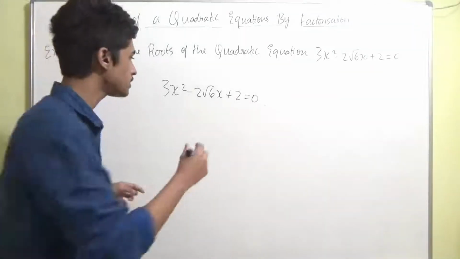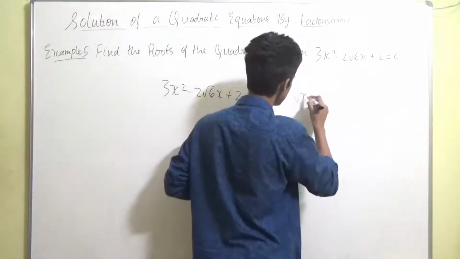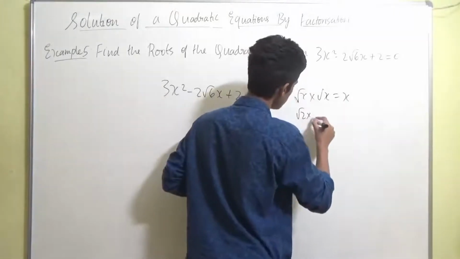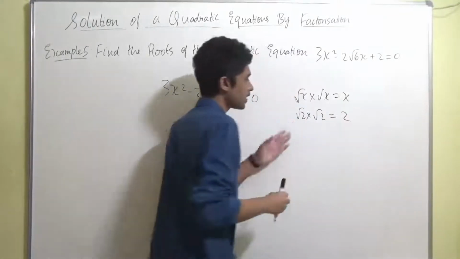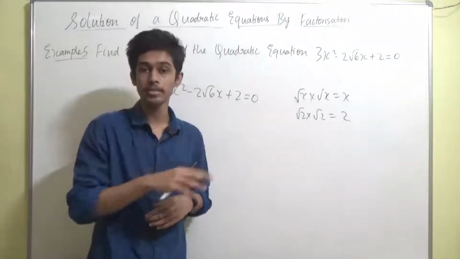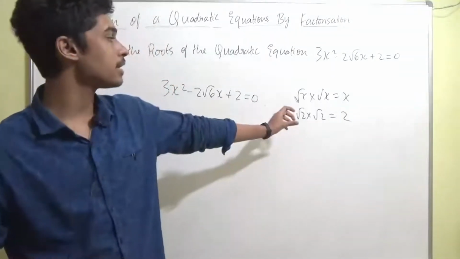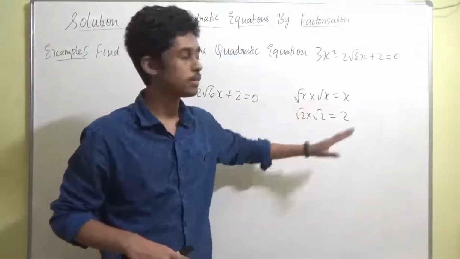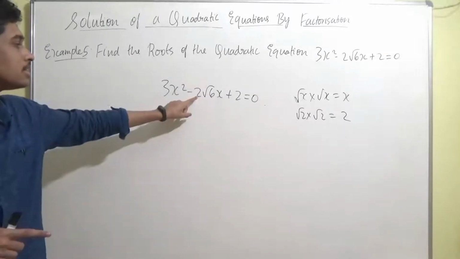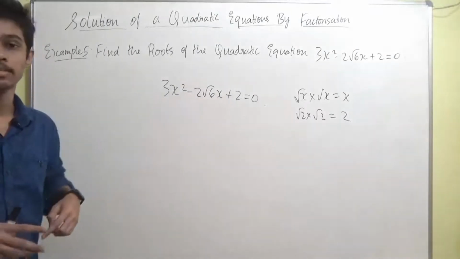Getting it, guys? For example, root x into root x gives you x, right? Root 2 into root 2 gives you 2. Getting it? When you multiply them twice, the root number becomes square, and root and square get cancelled, and you end up getting the number which is inside the root, that is 2. So when you want 6x square, there is 2 root 6.